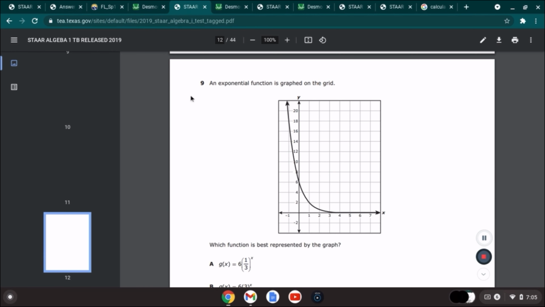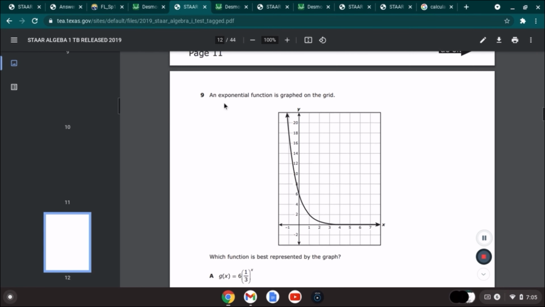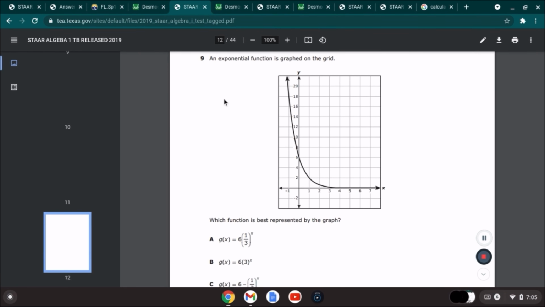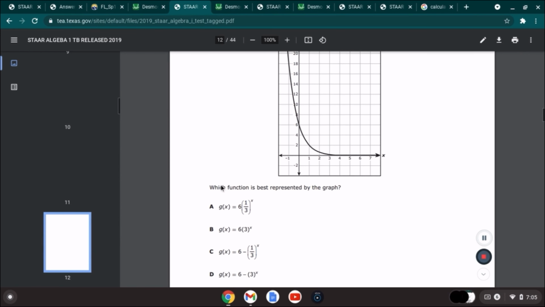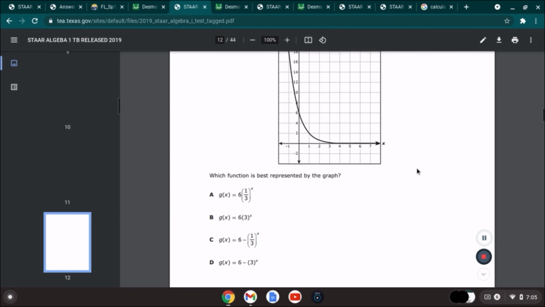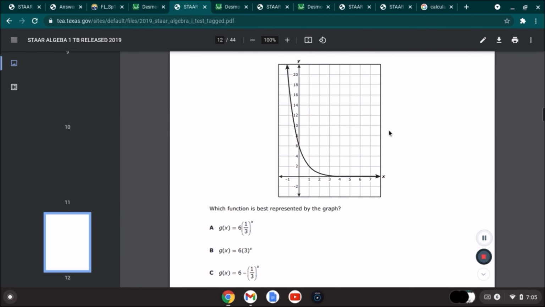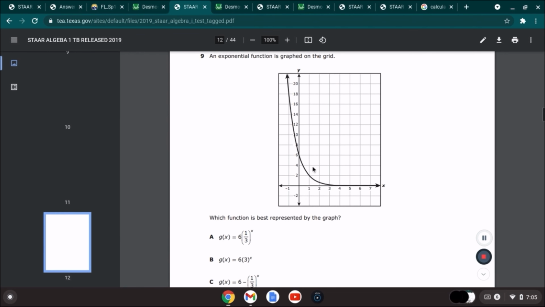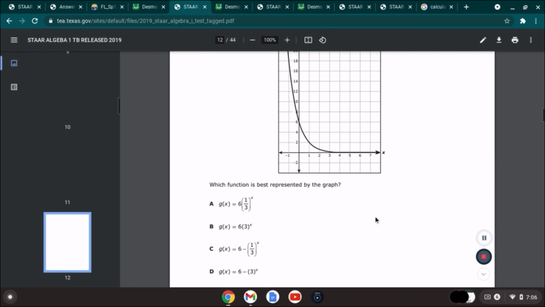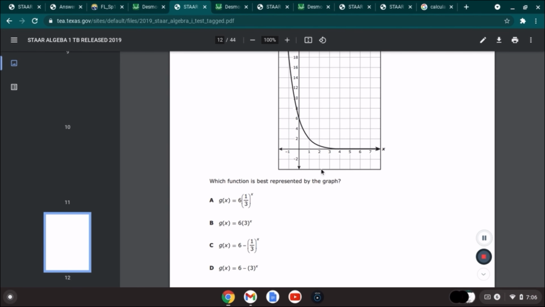Here we have question 9. It says an exponential function is graphed on the grid. Which function is best represented by the graph? So how can we break this down? So we're asked to find a function that is represented by this graph. Which function is going to be the same as this graph when you graph it? So we're looking for a function, but how do we know which function is represented in this graph?